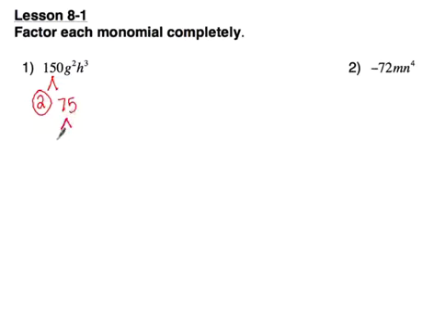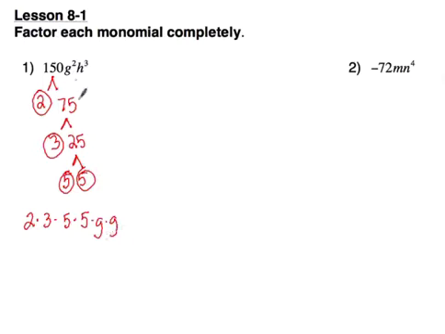Then 75 breaks down into 3 times 25. Let's try to do my smallest number first, and then 25 breaks into 5 and 5. So now that I've got all of my prime factors, which would be 2 times 3 times 5 times 5, all I do is write down 2 times 3 times 5 times 5. And then to break down my variables, remember, it's just writing down how many of those are being multiplied. Well, there's 2 g's being multiplied, and there's 3 h's because it's h times h times h. And that is the prime factorization of number 1.